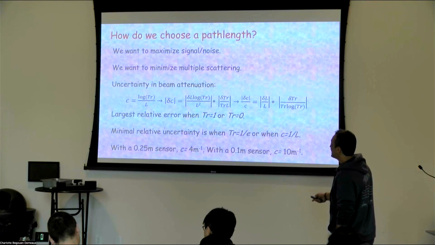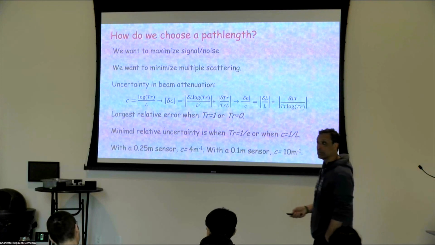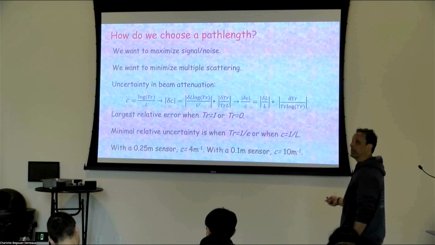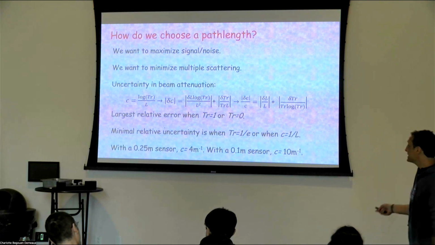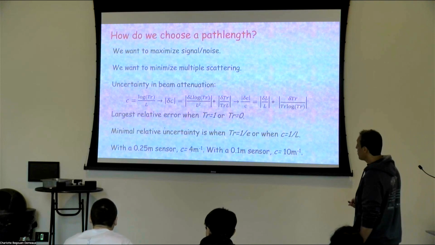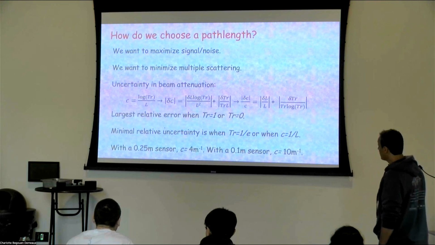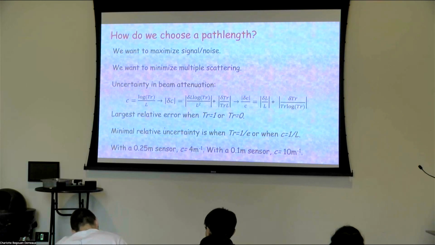So it has the largest relative error at the two extremes: when the transmission is 1, when all the light makes it to the receiver, and when no light makes it to the receiver. That's when we have the largest uncertainty. Somewhere in the middle, we have a minimal relative uncertainty. It turns out it's when transmission is 1 over e, or when c equals 1 over L. That's your sweet spot, where you get the least relative uncertainty in the beam attenuation.